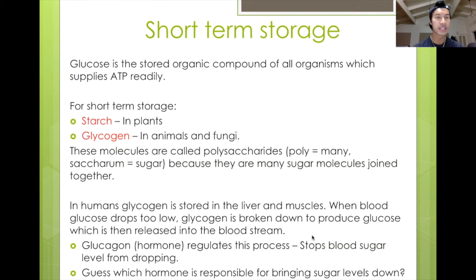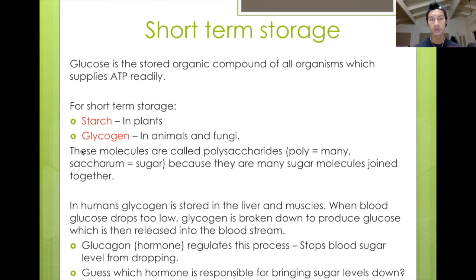Now, because ATP can't be stored, we use glucose as the main molecule that gets transported around the blood and then used by cells to supply the ATP that organisms need. For short-term storage, if you don't use that glucose within a certain period of time, it gets converted into a different molecule. In plants, that is starch, the stuff in your potatoes, and in animals, that is glycogen.